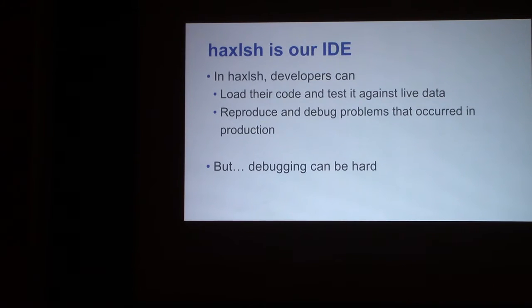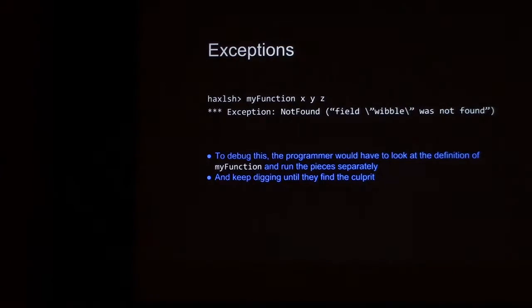They can also reproduce and debug problems that happened in production. So if we had something that went wrong in production, they can grab the input data, they can load it into GHCi, they can try their code and see what happened and what went wrong. But the problem is that debugging these things can be pretty hard.